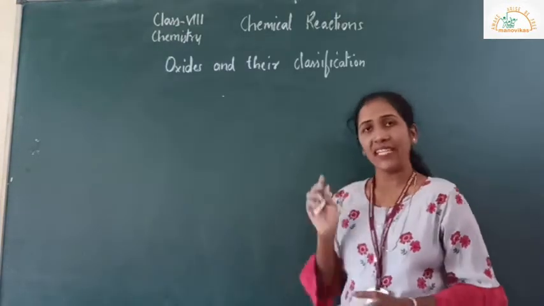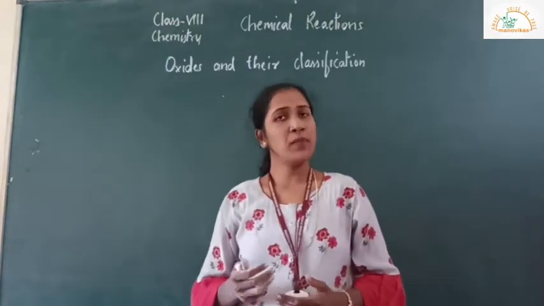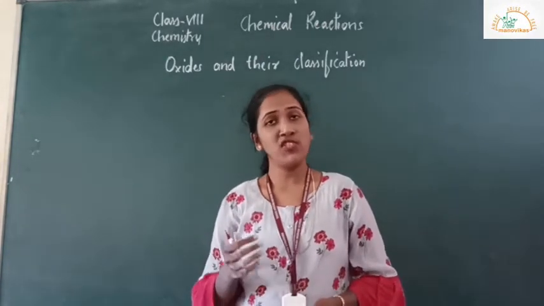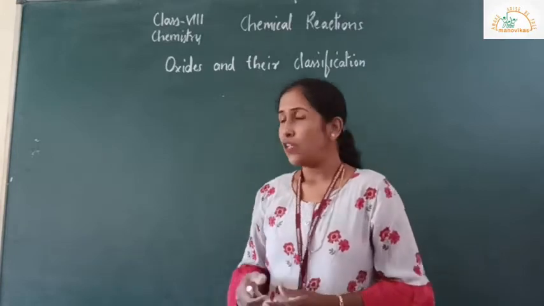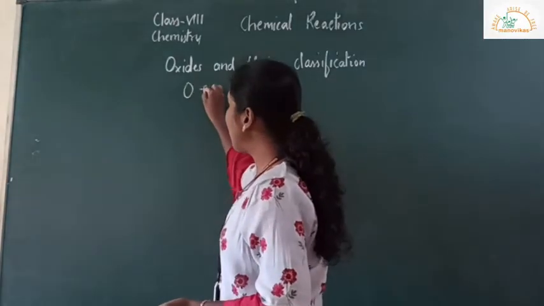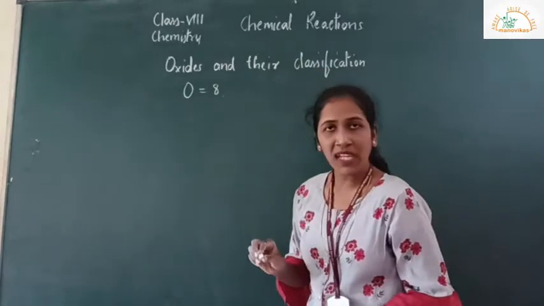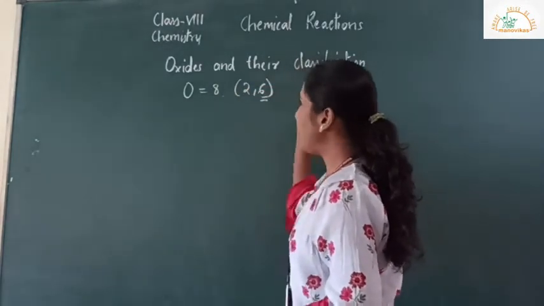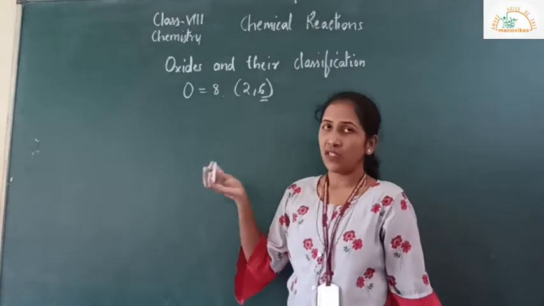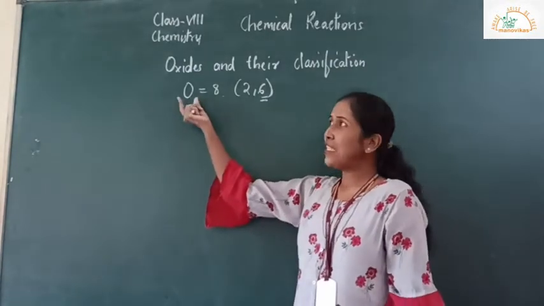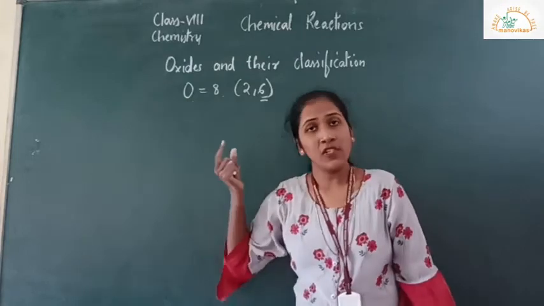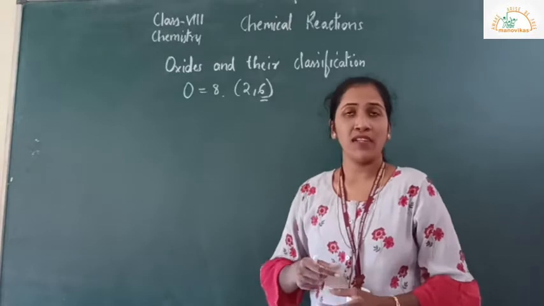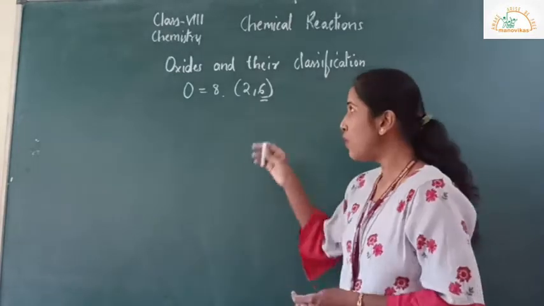Let us study oxides and their classification. What do you mean by oxides? Oxides are binary compounds in which oxygen is present as an anion. So we all know oxygen has atomic number 8. So what will be the electronic configuration? It will be 2, 6. So it has 6 electrons in the outermost shell. Oxygen is highly reactive due to its small size. Now this oxygen combines with metals or with non-metals to form oxides.